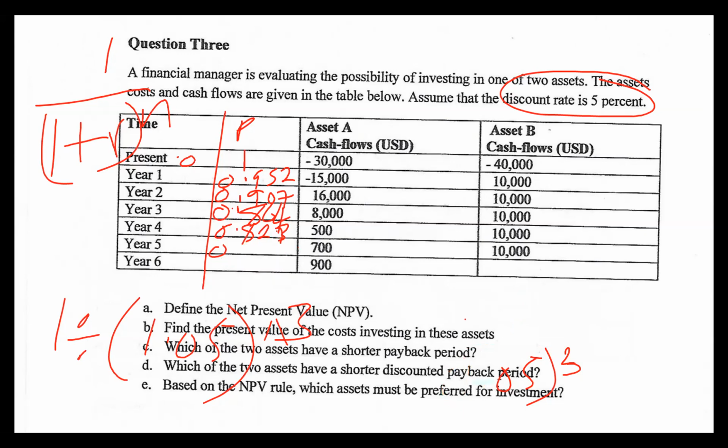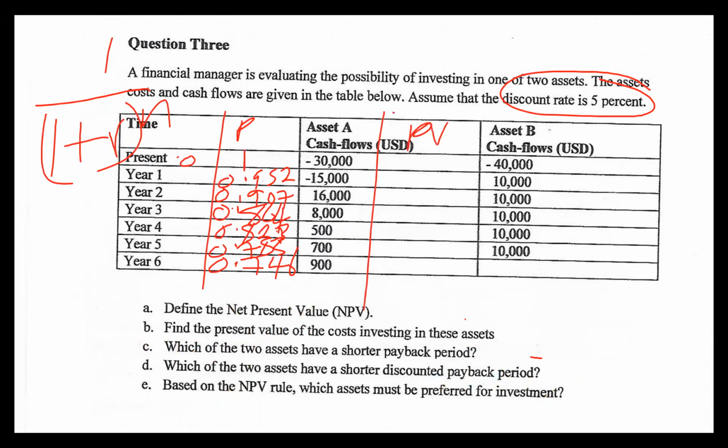These are the six discounting factors. To find the present values for the first asset, you can just start multiplying the discounting factor times the value of the asset. So 1 times negative 30,000, you find negative 30,000, right? Then what is 0.952 times the negative 15,000?